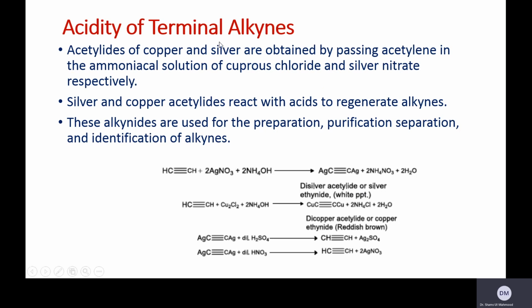And interestingly, these precipitates, the disilver acetylide or the dicopper acetylide, can be converted back to the original alkynes by the addition of acid. By the addition of acidic solution, we can make those alkynes again. So these alkynides are used for the preparation, purification, separation, and identification of the alkynes. So these tests are very important for the acidic nature of the alkynes.